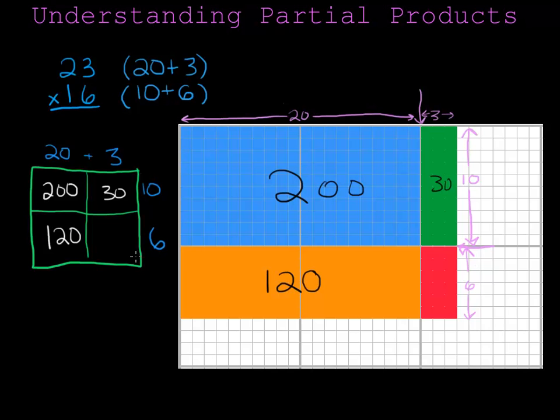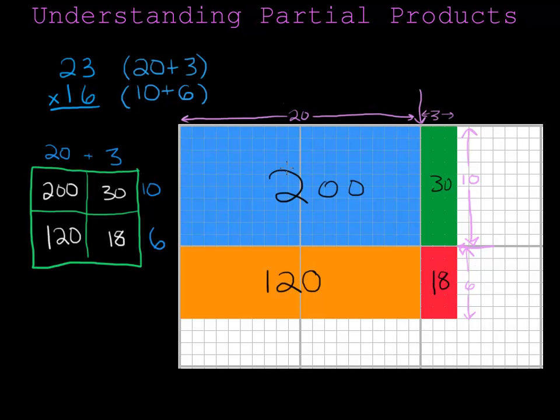So you see how the grid is helping me to organize my partial products, and it corresponds exactly with my picture of the rectangles. The last partial product that I have to figure out is this red rectangle right here. This red rectangle is also 3 units long and 6 units wide. 3 times 6 is 18 units. I'll write the 18 here because 3 times 6 is 18.